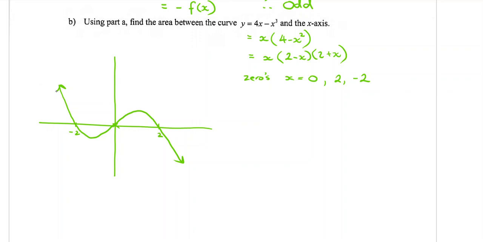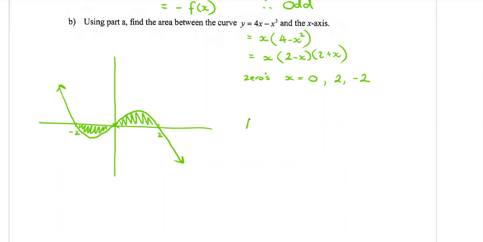All right. The area we are trying to find are the 2 little parts in here that are going to the x-axis. And because it's odd, those 2 things are exactly equal. If I just integrate between negative 2 and 2, what would I get? 0. Excellent. But that's not the area.